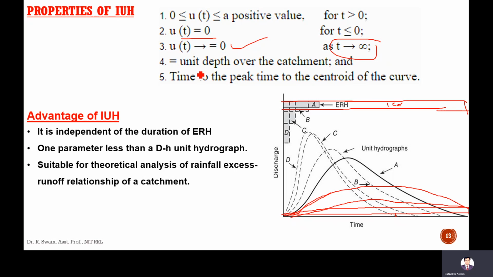The next property is that the area is equal to unit depth of the catchment, that you know. Time to peak is the time to the centroid of the curve. And the advantage of IUH is that it is independent of the duration of the effective rainfall hyetograph. That is the advantage of this IUH. It has one parameter less than the D-hour unit hydrograph. It is suitable for theoretical analysis of the rainfall excess relationship in the catchment.